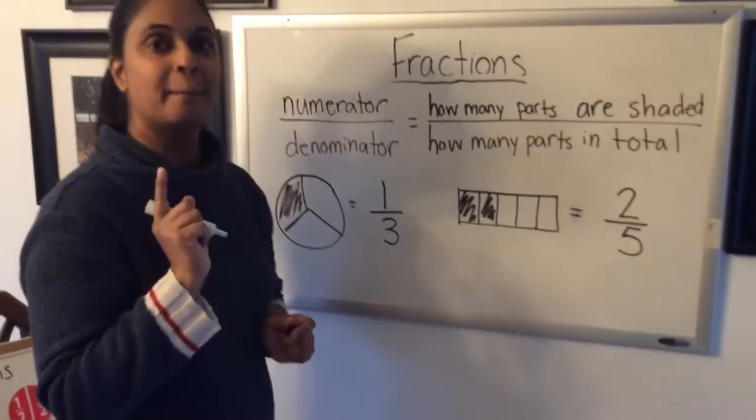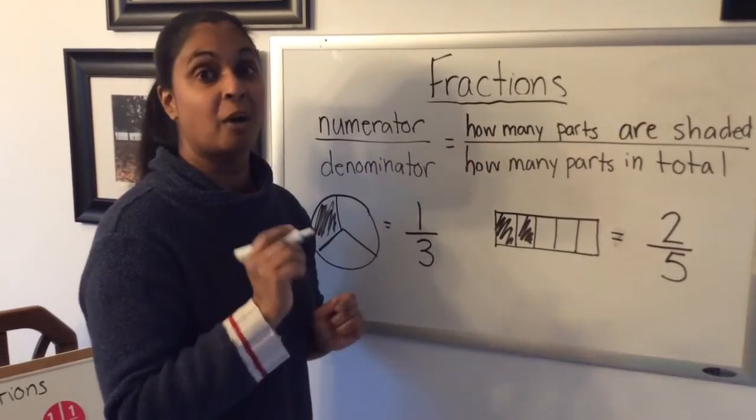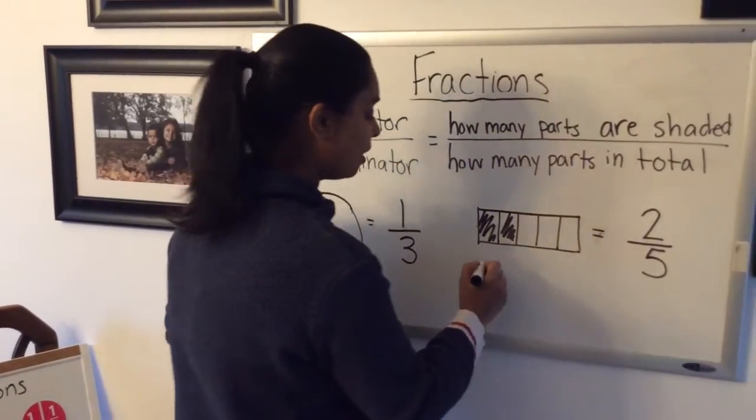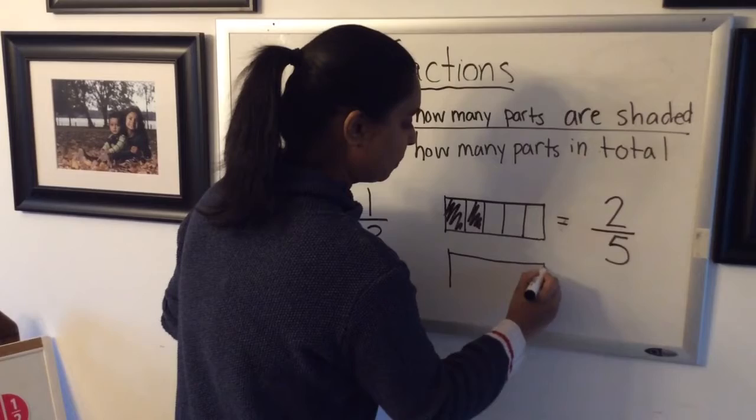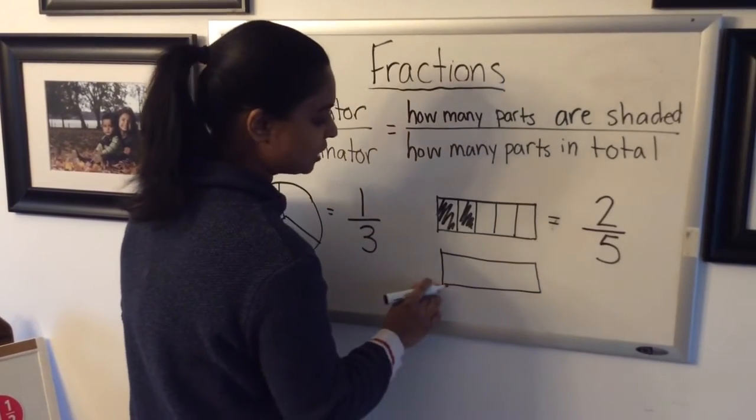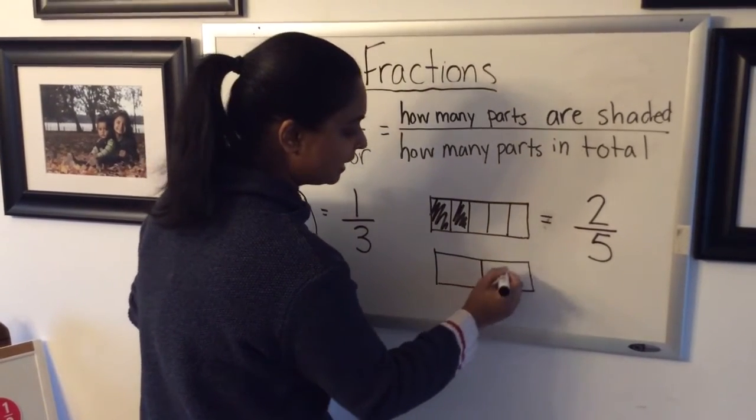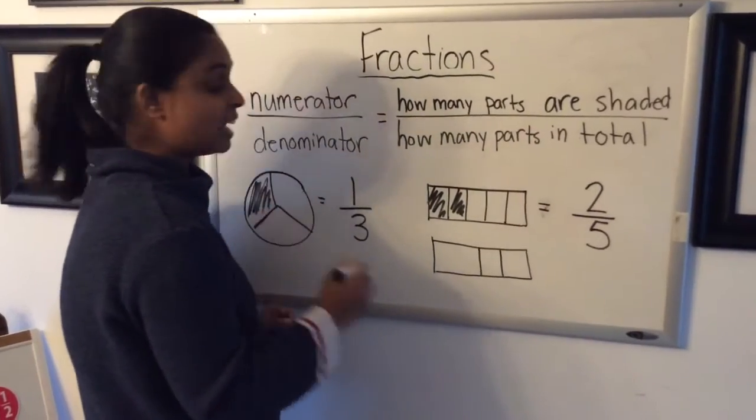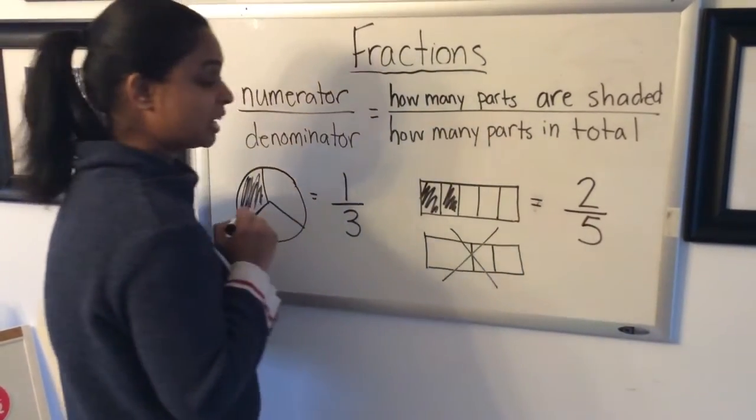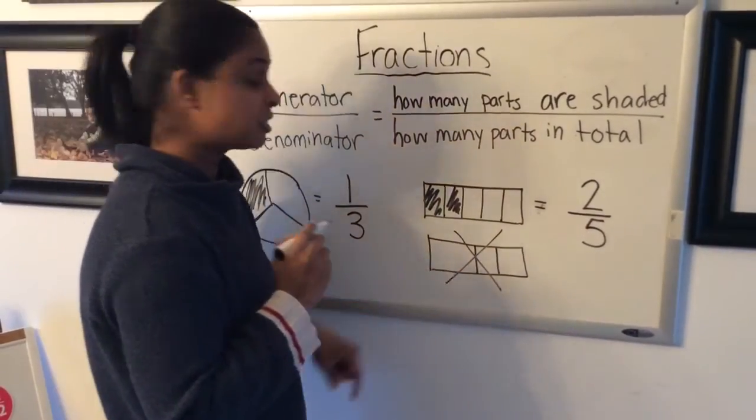Now, there's one big rule you have to remember about models. When you have a model, all the parts must be the same size. So if you see a model that's cut like this, that does not work. You cannot write a fraction for that model. All the parts are not the same size.